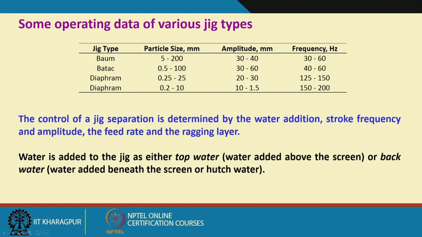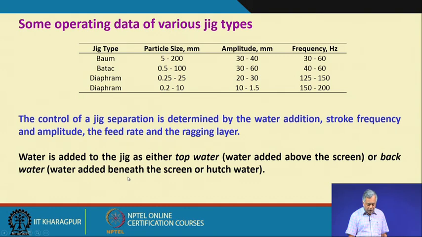Water is added to the jig as either top water, that is what I have explained, water added above the screen, or back water, water added beneath the screen, or the hutch water, that is how much water you have in the hutch. Because if you do not have a sufficient quantity of water, then when you are trying to compress, your entire particle bed may not be fluidized properly.